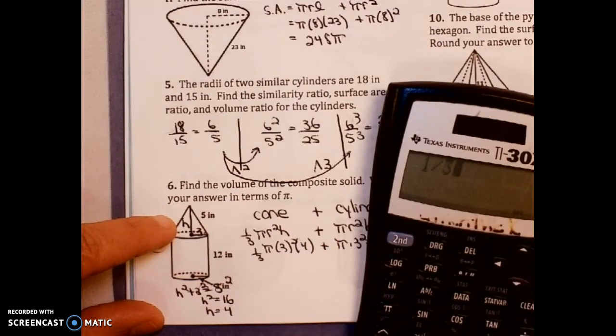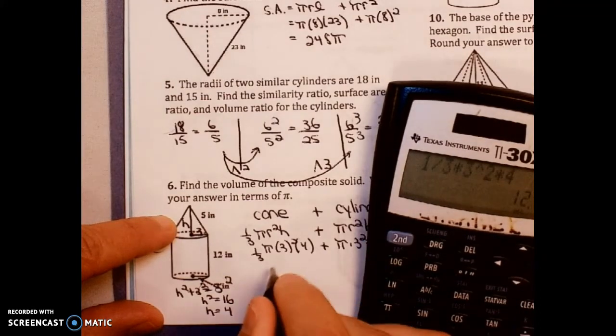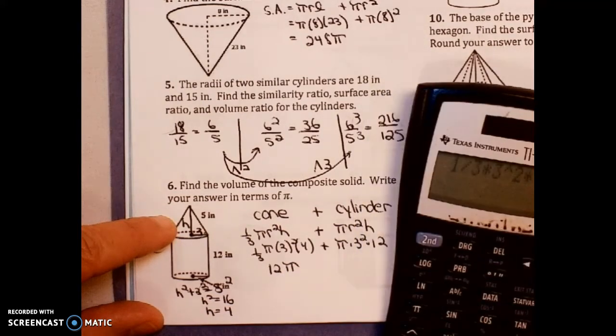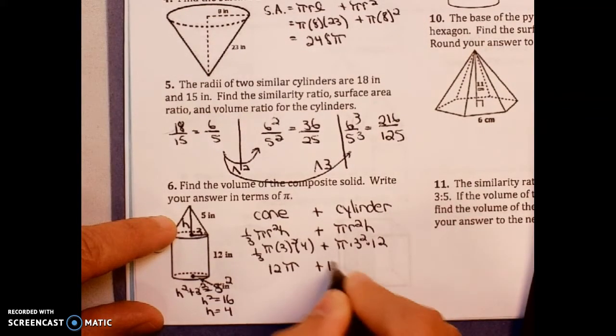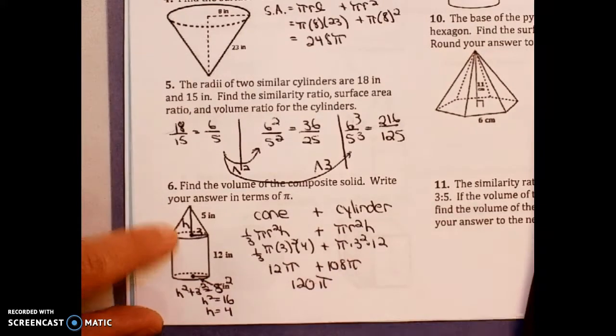So I see 1/3 times 3 squared times 4. So here we have a 12 pi. Let's plug in the rest. Well, 3 squared is 9. 9 times 12 is 108. Finally, we add them together, 120 pi.